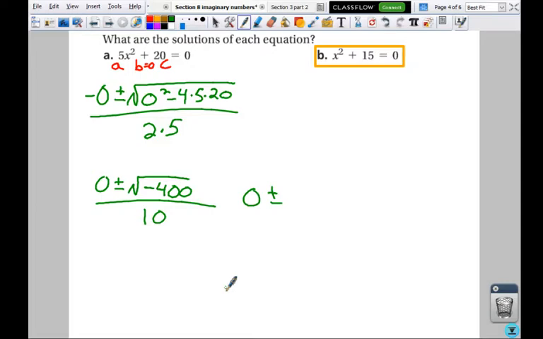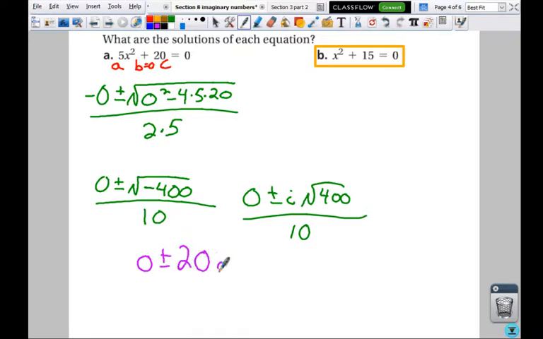Square root. Yep. So we're going to have i and then square root 400, and then the whole thing is divided by 10. Almost. Can we square root 400? Yes, you get 20. So we can actually square root 400. Because I can square root 400 and get a nice number, I'm actually going to do that. If I plug it into Desmos, I get 20. So I'm going to have 0 plus or minus 20i.